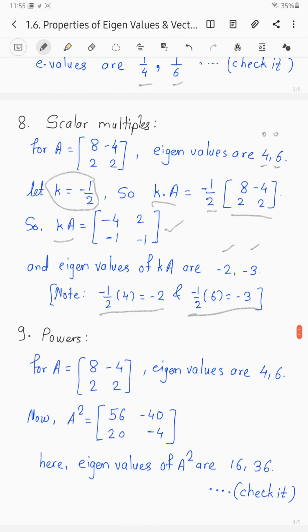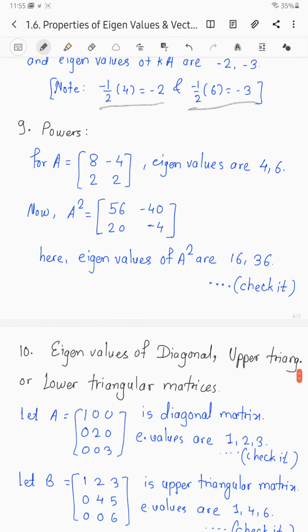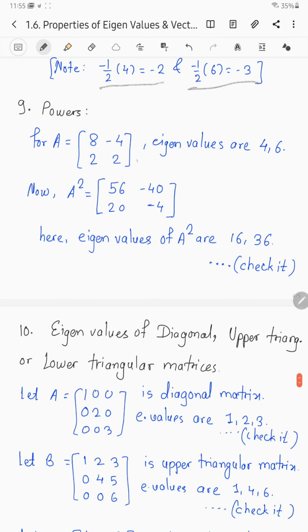So what is the use? If we have matrix A, if we have the eigenvalues of this matrix A, and if there is some relation between A and a given matrix, in scalar, in power, in inverse, in transpose, then we don't need to find the eigenvalues again for the given matrix. This is our use. Similarly for power, if A is our matrix, these are our eigenvalues.